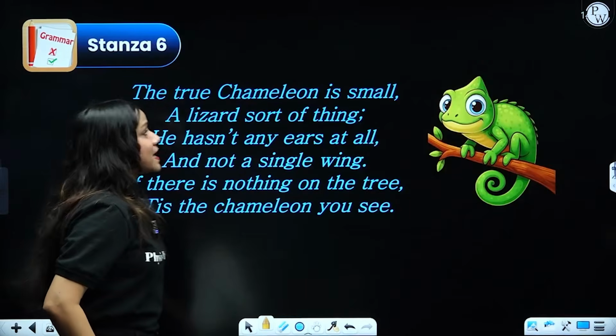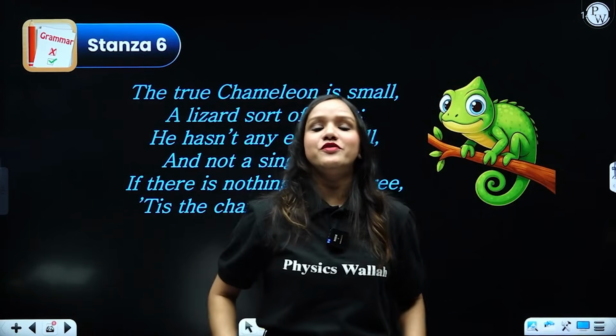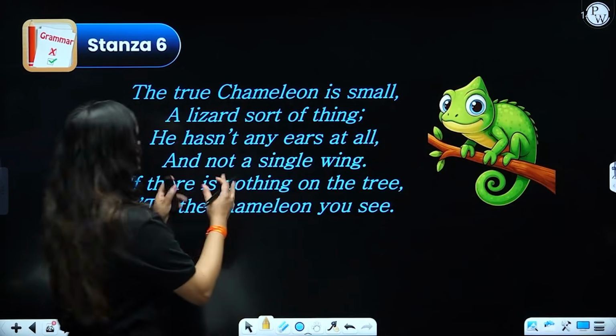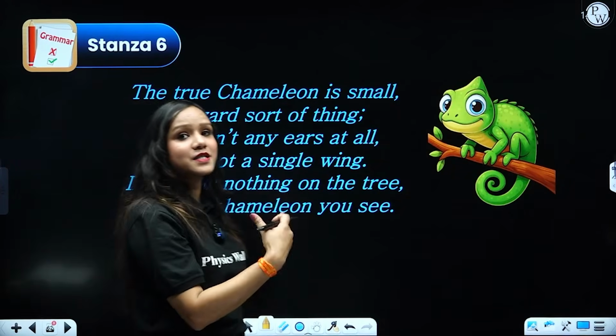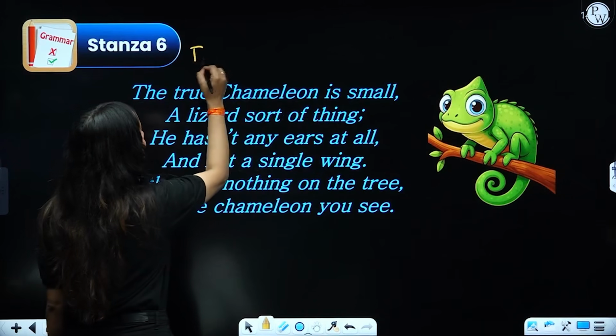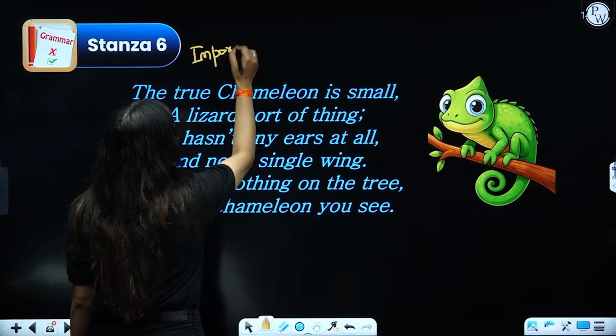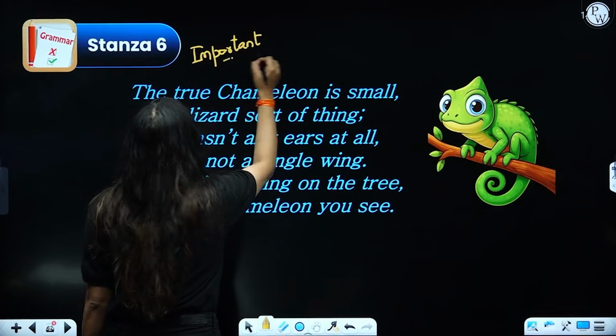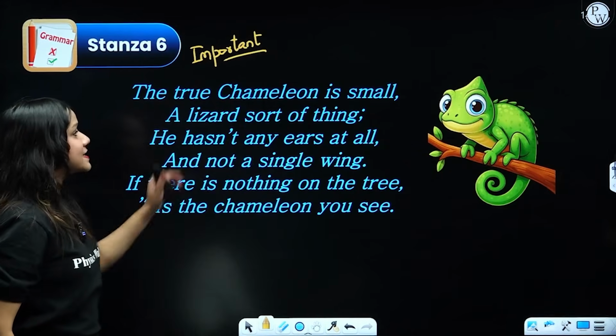Now let's see another stanza which is extremely important from your board's point of view, because this is the particular stanza that has been asked directly in the previous year question paper. So let's mark it very, very important first of all. And let's see what's written here. The true chameleon is small, a lizard sort of thing.